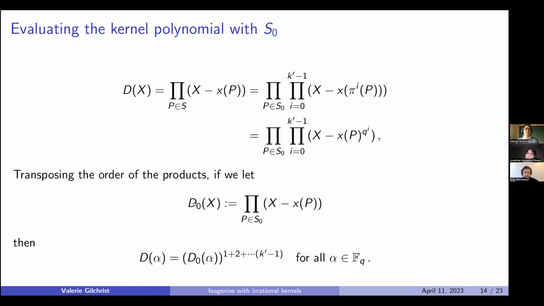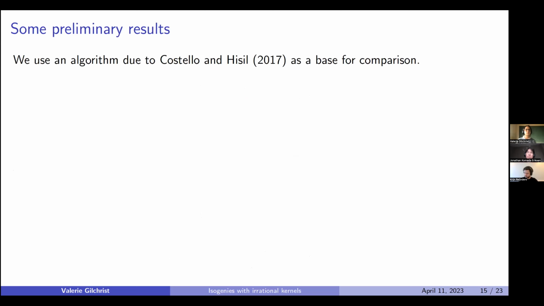So by evaluating D naught of alpha first, you'll see we never actually have all the kernel points at once. We're just using these Galois orbit generators, getting what this value actually is, and then just powering it at the end. So it's a bit different. And this is also why, when we were thinking of what to compare to see improvement results, we decided to take this algorithm due to Costello and Heath-Seal in 2017 as a basis for comparison, because they're also more focused on evaluating the polynomial and not just computing it.